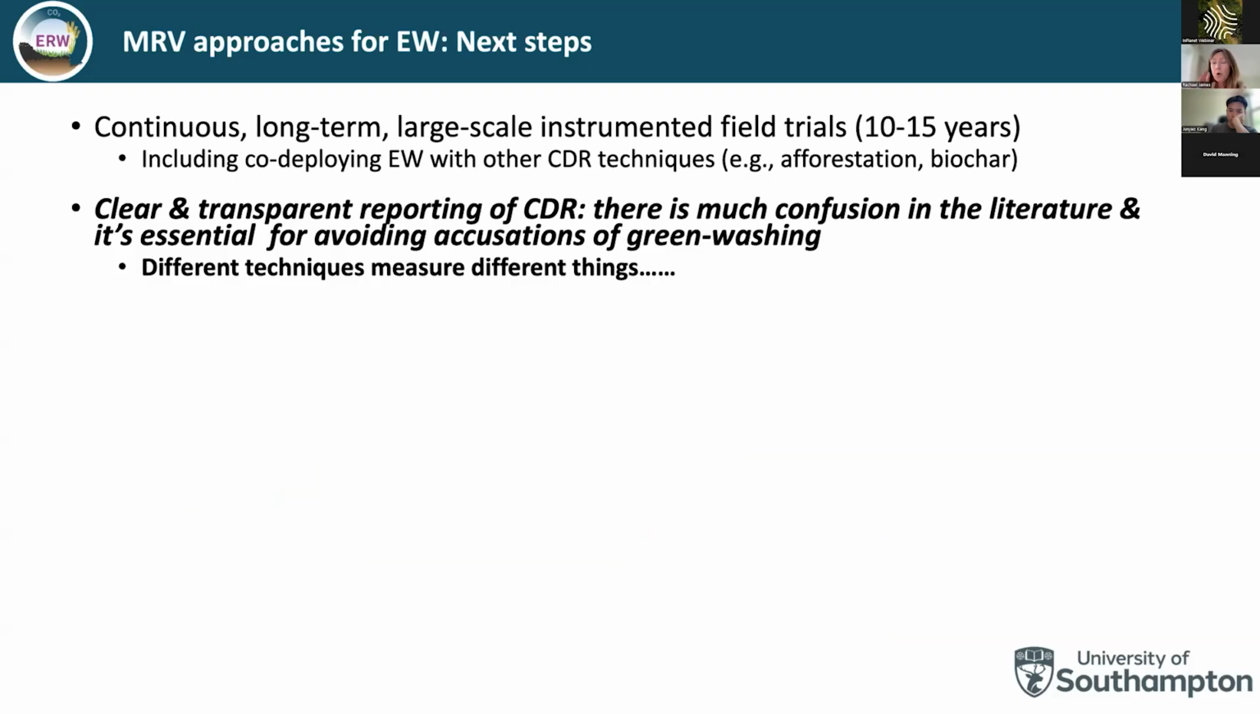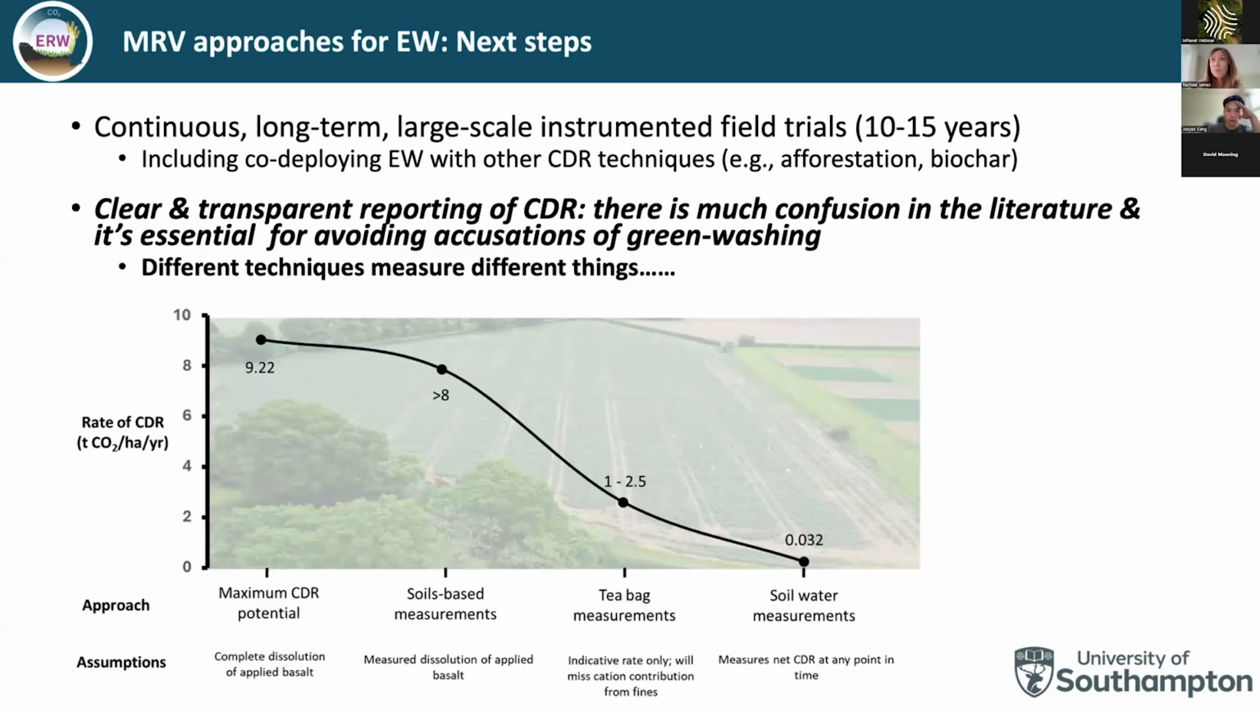I think there's an awful lot of confusion in the literature at the moment because people are reporting things in different ways. And different techniques measure different things. I just put together a quick example here. These numbers are not set in stone. This is initial work, but just to say the maximum carbon dioxide removal potential of a rock, from the Remforth equation that David spoke about, can be around 9 tons of carbon dioxide per hectare.